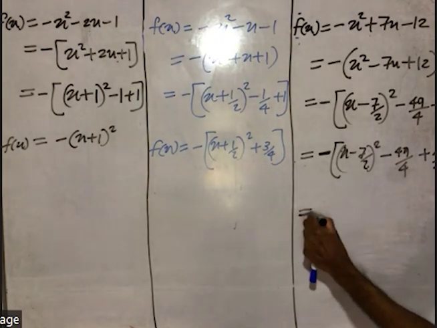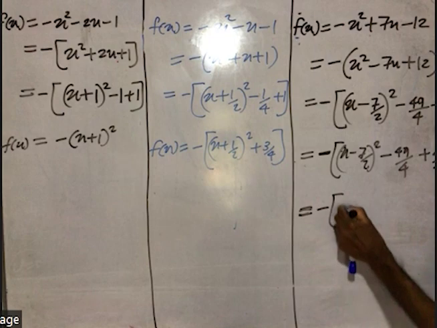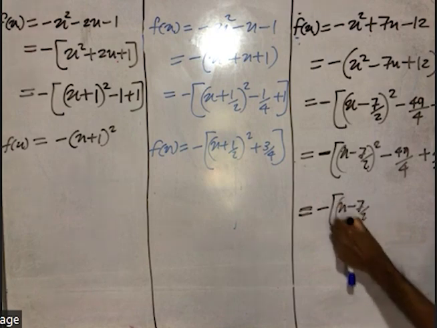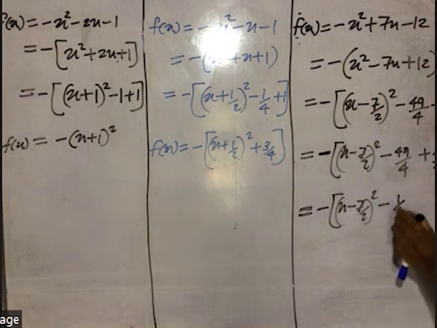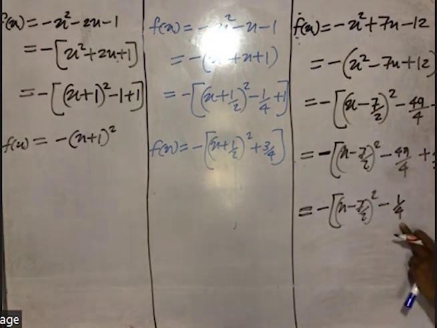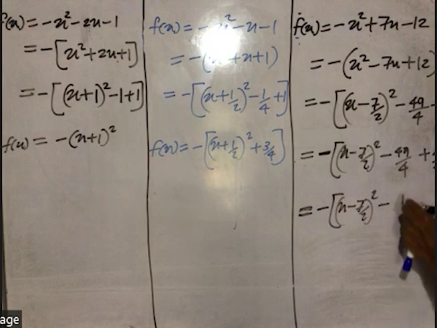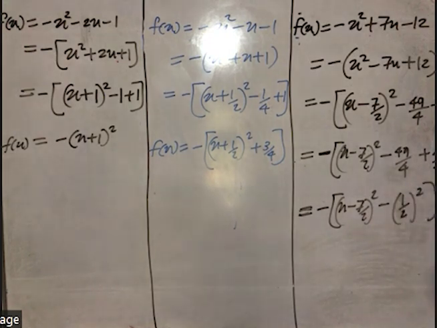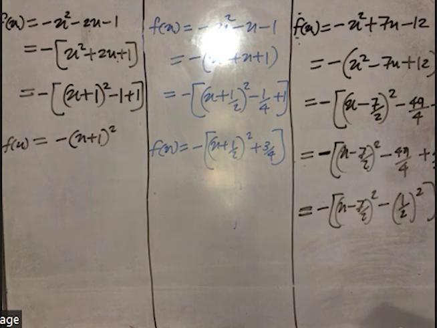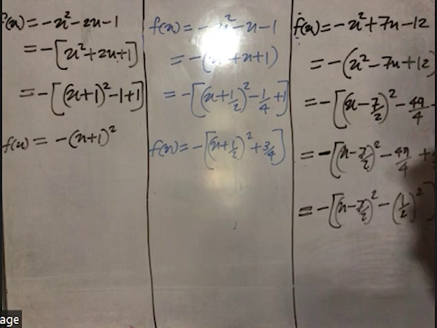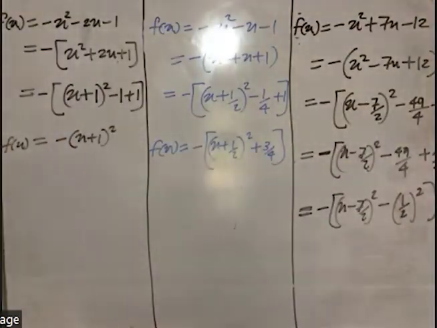Now we will get this is equal to minus x minus 7 over 2 whole thing square minus 49 plus 48. That means minus 1 over 4. So minus 1 over 4 we can write down as half square of half. Now here we have difference of 2 squares, so we can separate this into factors.